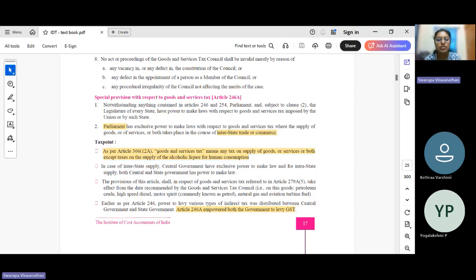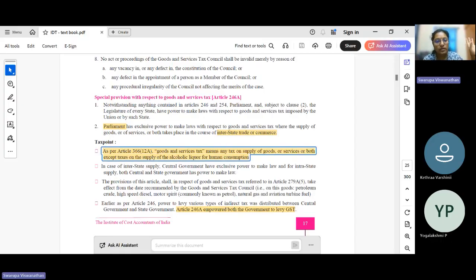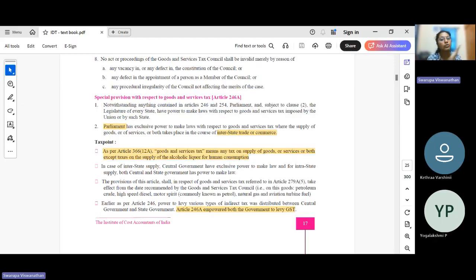366(12)A, which means any tax on supply of goods and services or both except supply of alcoholic liquor for human consumption. Okay. So this particular part, alcoholic liquor for human consumption, is kept outside the Constitution itself under GST through the definition mentioned under Article 366(12)A.